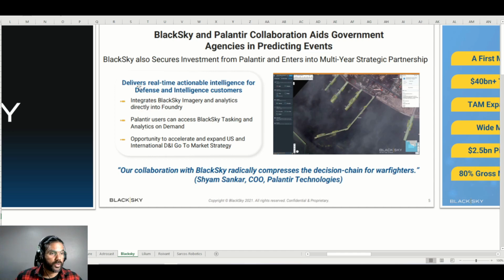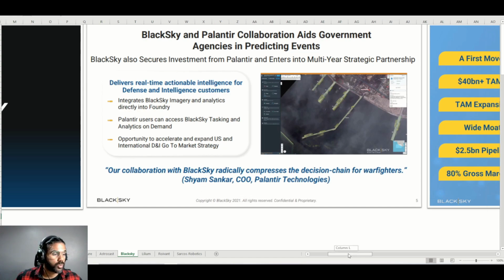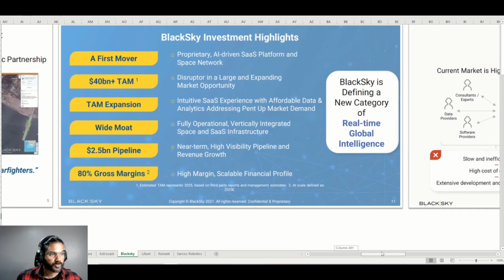Here they plan to deliver real-time actionable intelligence for defense and intelligence customers, integrate Blacksky imagery and analytics directly into Foundry. Palantir users can access Blacksky tasking and analytics on demand through Foundry. Opportunity to accelerate and expand US and international data and insights go-to-market strategy. A collaboration with Blacksky radically compresses the decision chain for warfighters. Shyam Sankar, COO, Palantir Technologies.